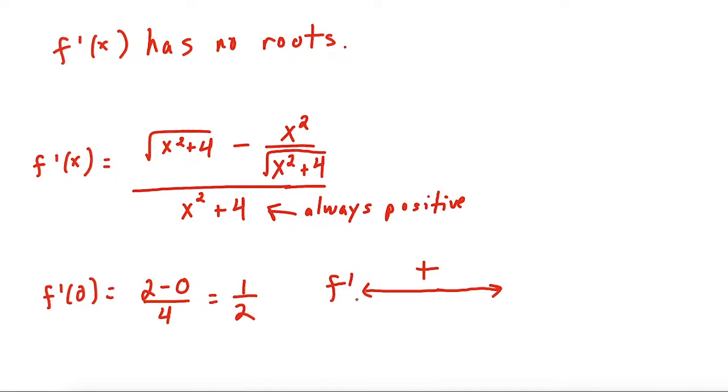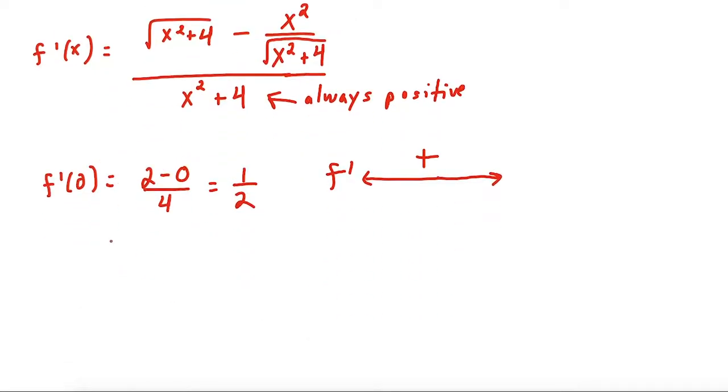If the first derivative is always positive, that means f of x is always increasing. And if f of x is always increasing, that means we cannot apply the integral test, because for the integral test, we need f of x to be decreasing for values of x greater than or equal to 1. So let's write our conclusion.